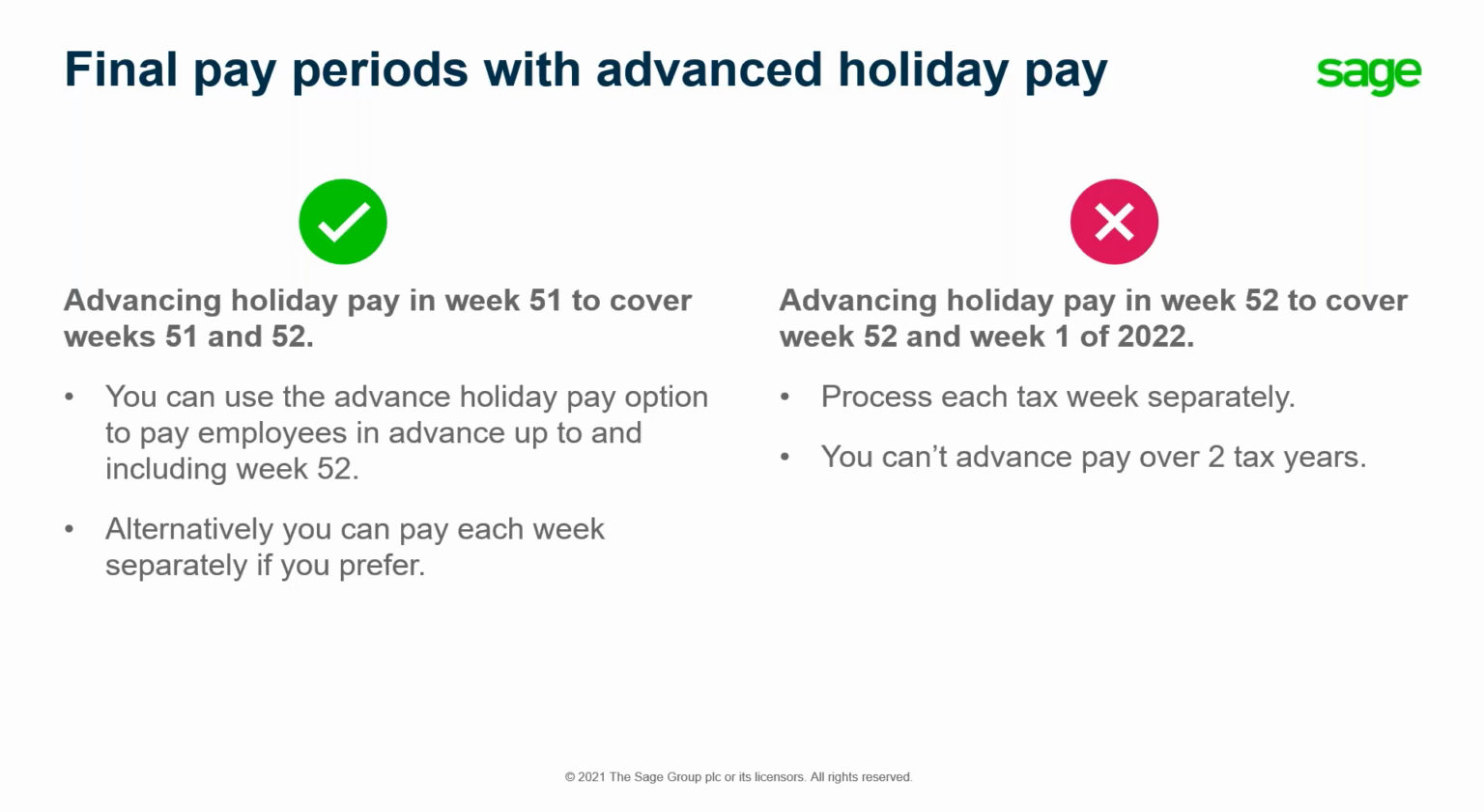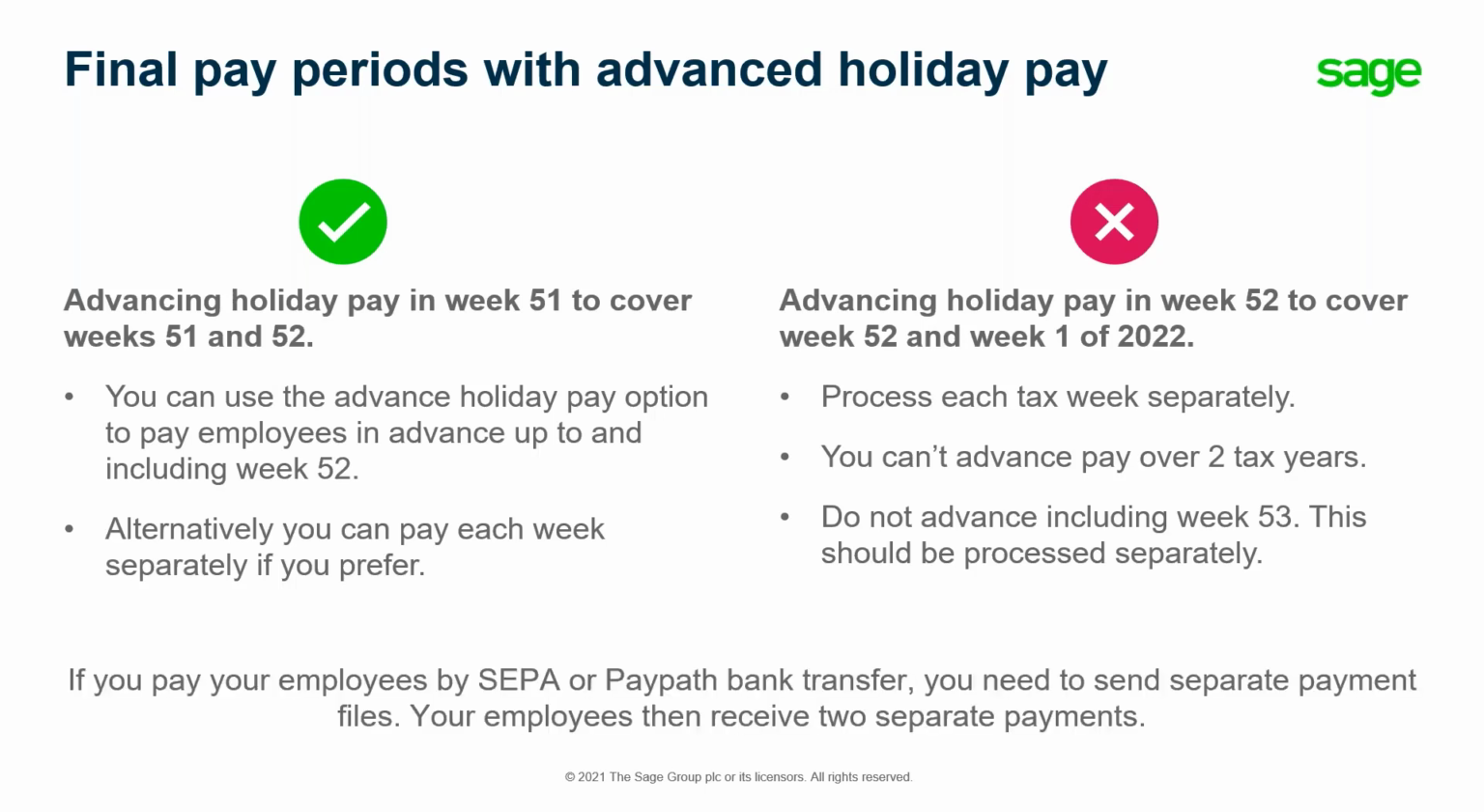Another thing worth noting is if you do have an extra pay period, this should be processed separately as well. Week 53 should not be included in any advance payments. There is a note there at the bottom just to remind you if you are processing separate weeks, you will need to send a separate payment file to the bank. This means your employees will receive 2 separate payments for each week.